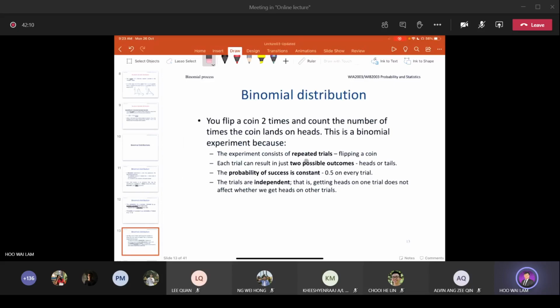And how to make it constant is that the trials are independent. Getting heads on one trial does not affect whether we get heads on other trials. All right, so these are the 4 things, but eventually it's only 3, because these 2 are actually coupled together. For the probability of success to be constant, the trials need to be independent.